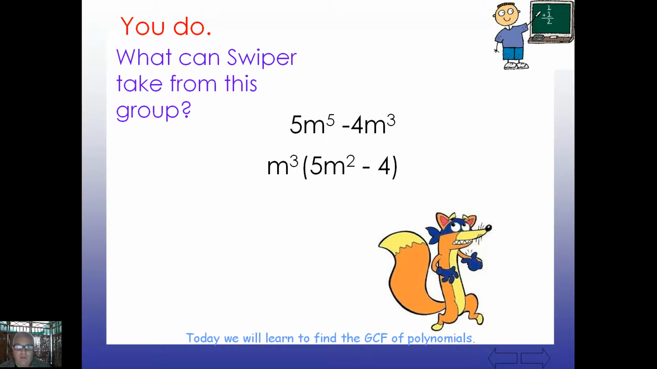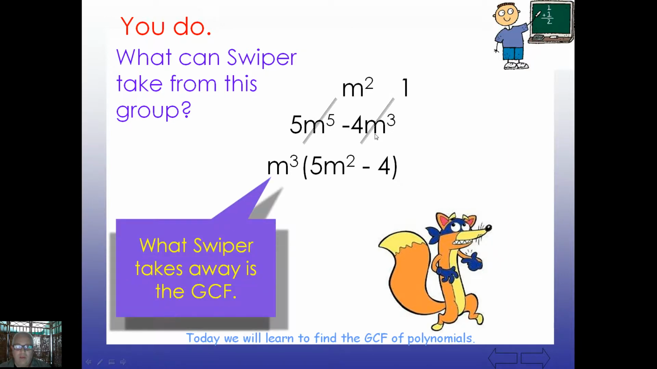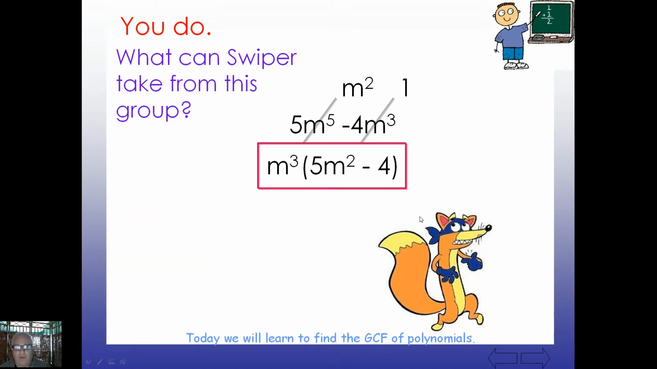So if we take away 3 of the M's, we take this M out front here, and that's what we factored out, and we end up with reducing the other M's down. And of course what he takes away is the GCF, so we're left with M cubed multiplied by 5M squared minus 4. And that's our final result right there.